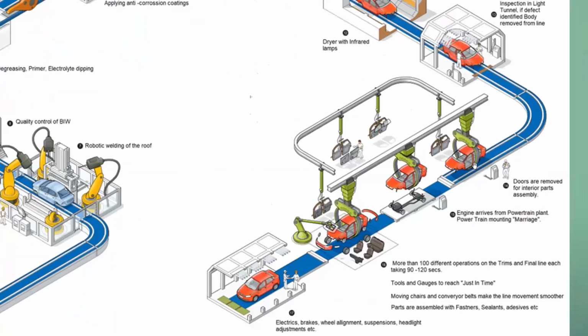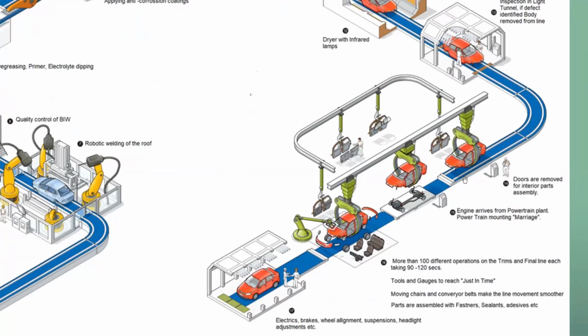At this stage, the first activity that happens in the trims and chassis line is to remove the doors for easy access, and then it is mounted on the powertrain. The powertrain will arrive separately from the powertrain line or from the powertrain plant, and the body is mounted on this powertrain. This process is called marriage. It could be an IC engine or an electrical vehicle nowadays, but this process is still called a marriage.